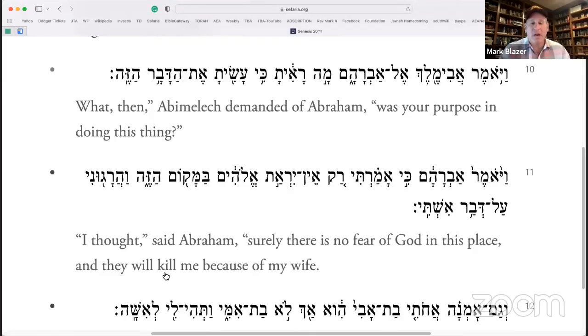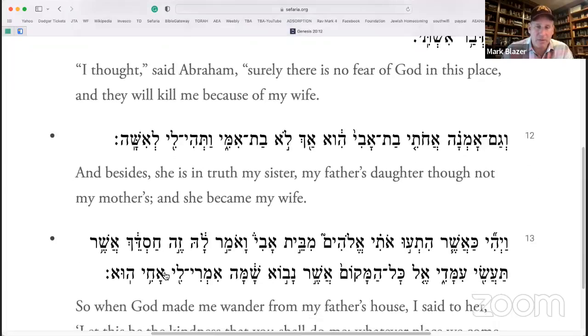I thought, said Abraham, surely there is no fear of God in this place, and they will kill me because of my wife. And so here Abraham says right back to the people, I didn't think there was any morality in this place. I thought that this was a place that was devoid of any type of recognition of God and of what people are supposed to do. And so I feared for my life.